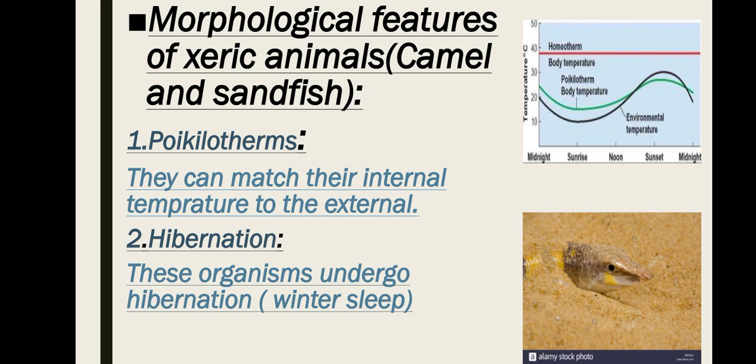These organisms undergo hibernation in order to protect themselves from extreme conditions, either from extreme heat or from extreme cold. In this case, xeric animals go for hibernation, that is winter sleep, to protect themselves from extreme cold.